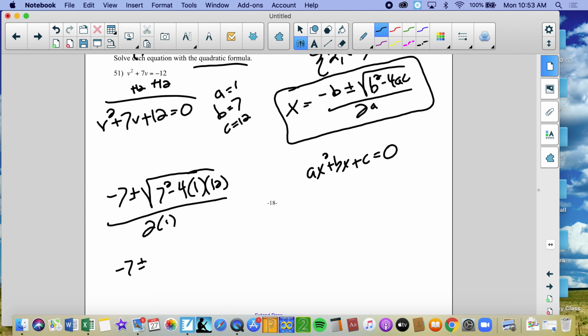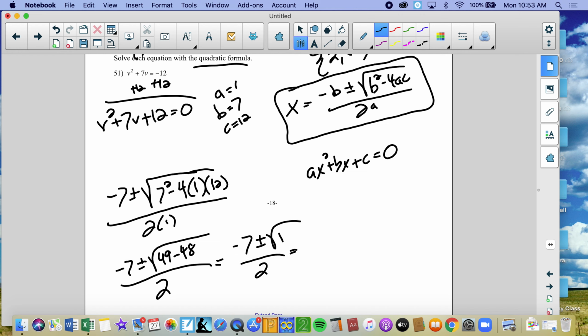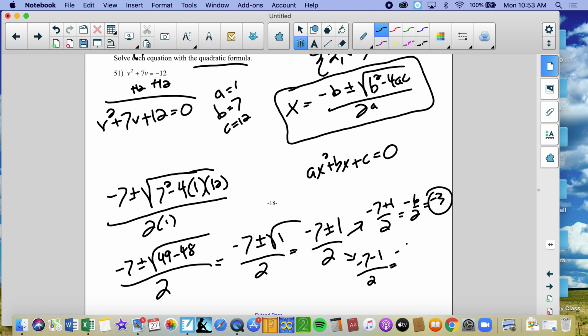Negative 7 plus or minus the square root of 49 minus 48, all over 2. Negative 7 plus or minus the square root of 1, over 2. Negative 7 plus or minus 1 over 2. The square root of 1 is 1. And we get negative 7 plus 1 over 2 and negative 7 minus 1 over 2. That gives me negative 6 over 2, which is negative 3. This gives me negative 8 over 2, which is negative 4.